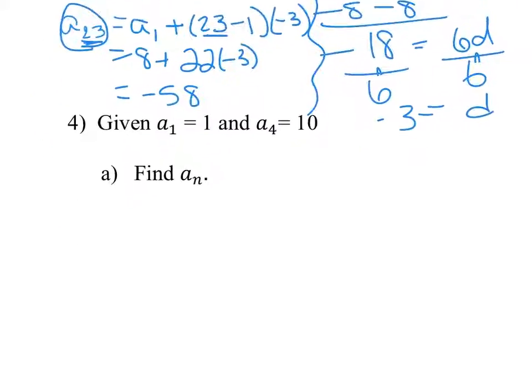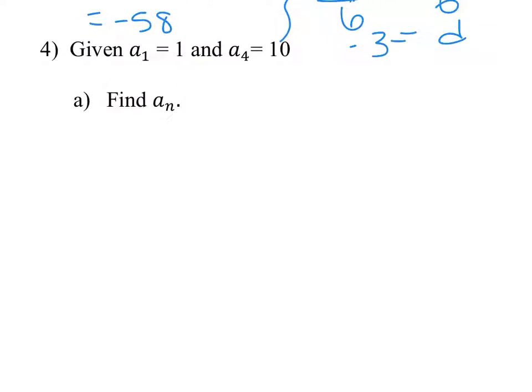Okay, let's try the next one, and I'll try not to hit so hard. So here we want to find the explicit formula, so that's the same idea, but instead of A23, we want A sub n. So that's what we did on the front. So why don't you give that a try and see what it looks like.